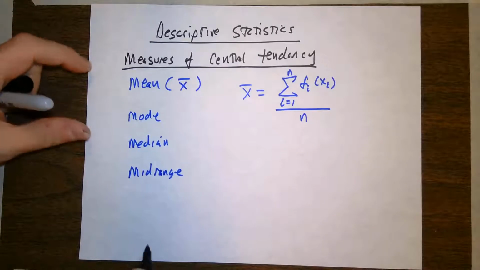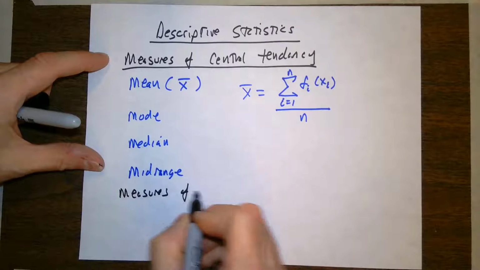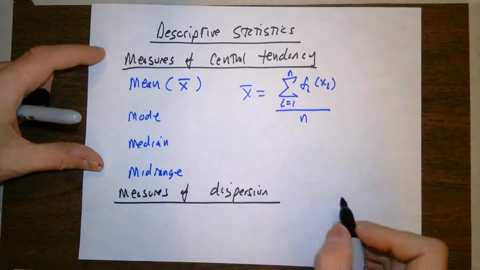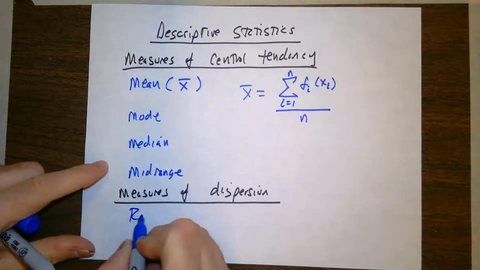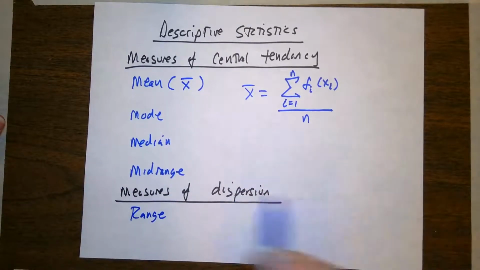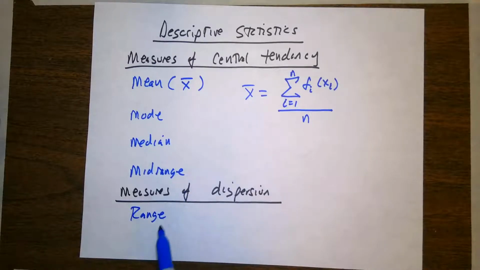And then we also have measures of dispersion. And measures of dispersion measure how spread out things are. And there are three main measures of dispersion. First is the range. Now the range, don't get the range and the mid-range confused. The mid-range, add the highest and the lowest and divide by 2. It's the average. The range is just take the highest number, subtract the lowest number.